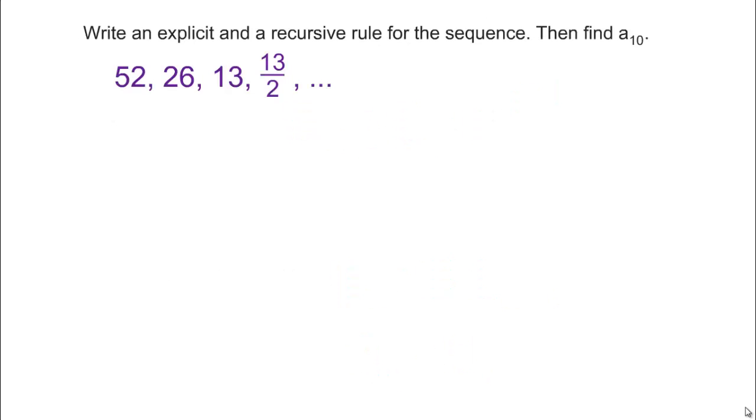Let's try this example. Here we have a sequence 52, 26, 13, 13 halves, etc. What are we always multiplying by? The first thing you might notice is that we're always dividing by 2. Well, remember, division is the same as multiplication by the reciprocal. I always want to think about multiplying by a common ratio for a geometric sequence. So when I hear division by 2, I think multiplication by 1/2. So in this case, our common ratio is 1/2.